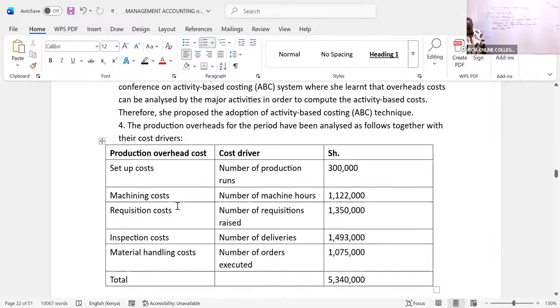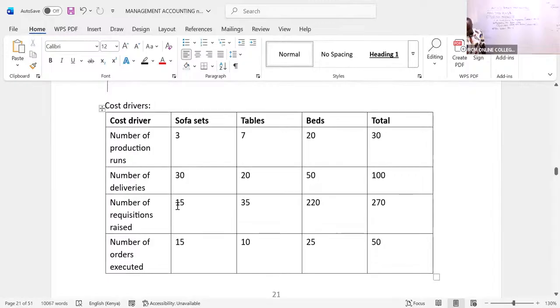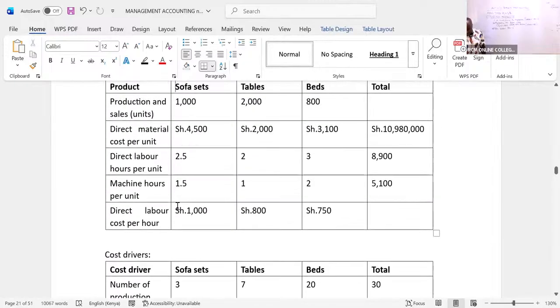There is only one person who has been able to see the total labor hours. You can see here, direct labor hours, they are 8,900. Trust you me, if you get a bad examiner like myself, those days when I was young, when I was an examiner, I can't give you that number, 8,900. I can't give it to you.